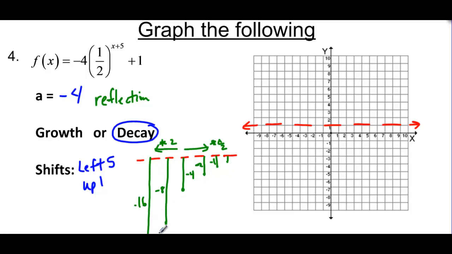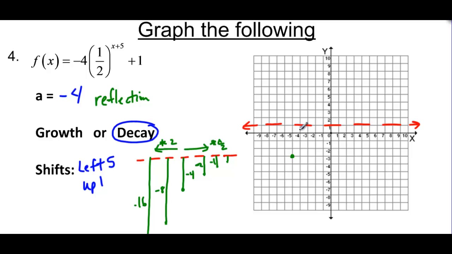So again, this is a decay, because as I go right, the graph is actually getting smaller. It looks like it's going up, but it's actually getting closer to my dotted line, my asymptote. So how do we actually do that on our graph? Well, let's figure out where that first point is going to go. Normally we start at -4. So there's my -4. But how am I going to shift? I'm going to shift left 5 and up 1.